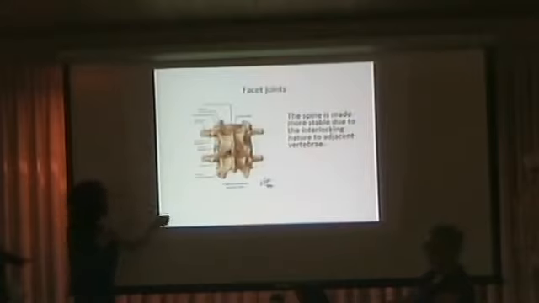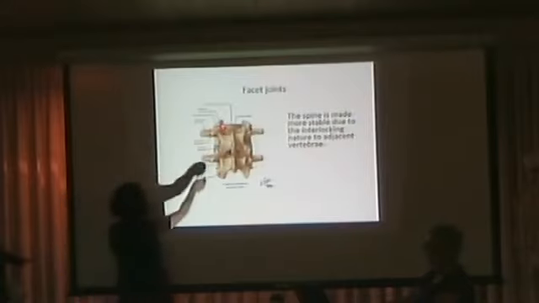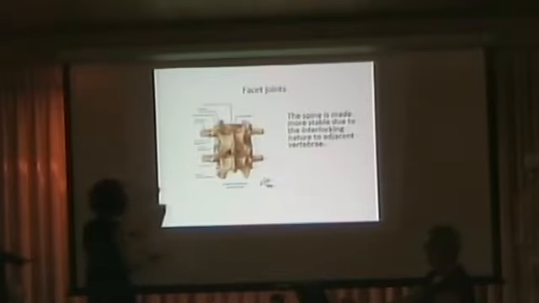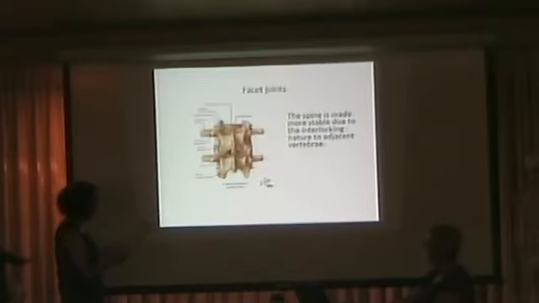The surfaces of the facet joints are covered by articular cartilage. It allows bones to move against each other smoothly without friction. Facet joints guide intervertebral motion like railroad tracks for a train.